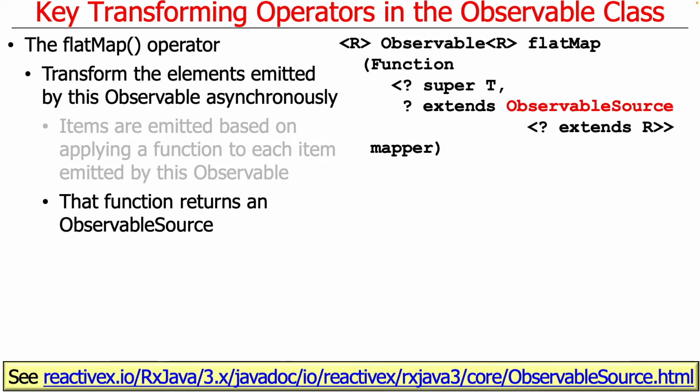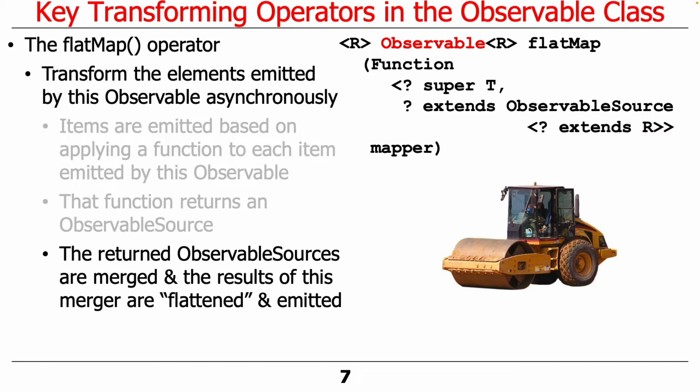The function that's passed as a parameter returns something called an observable source. And you can see that that's what this is here. And the resulting observable sources are all merged together, and the results of this merger are flattened and emitted. And that's where flatMap comes from. And this should sound somewhat familiar because we have a flatMap operation in Java streams as well. And we'll compare and contrast them here shortly.